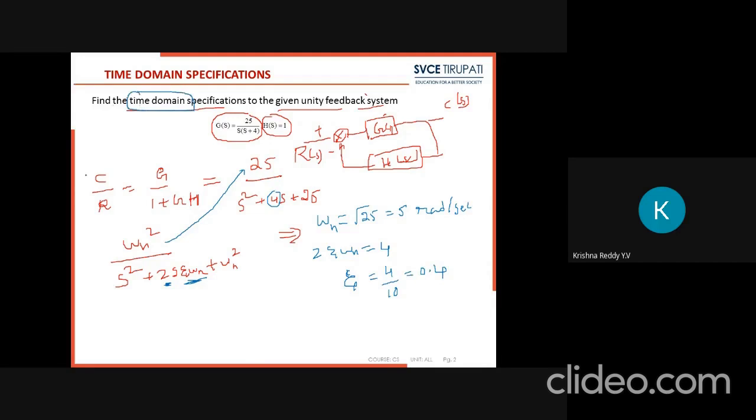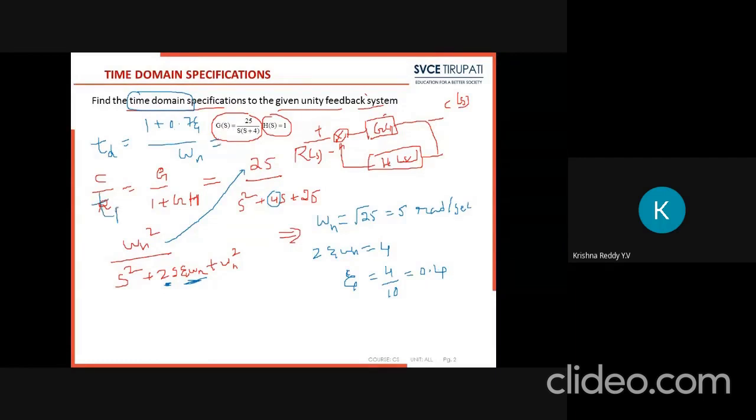Now calculate the time domain specifications. First one is delay time. It can be calculated by using the formula 1 plus 0.7 zeta divided by omega n. We know omega n is 5 and zeta value is 0.4. We can calculate the delay time by substituting those values.